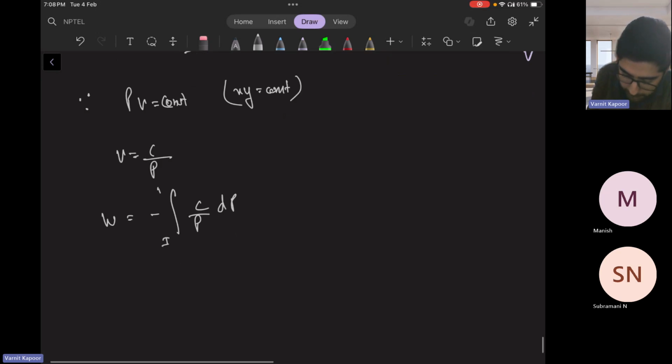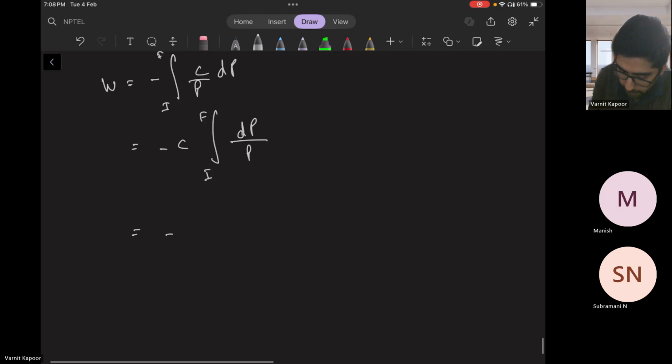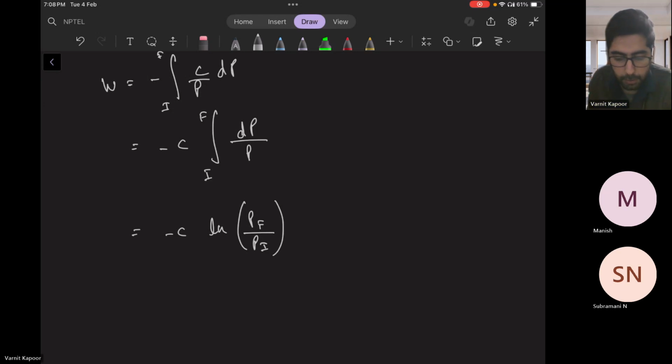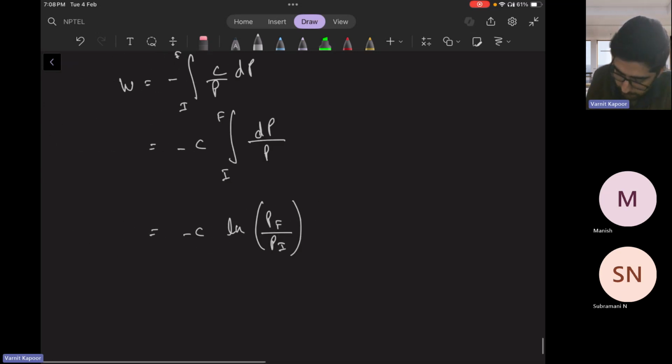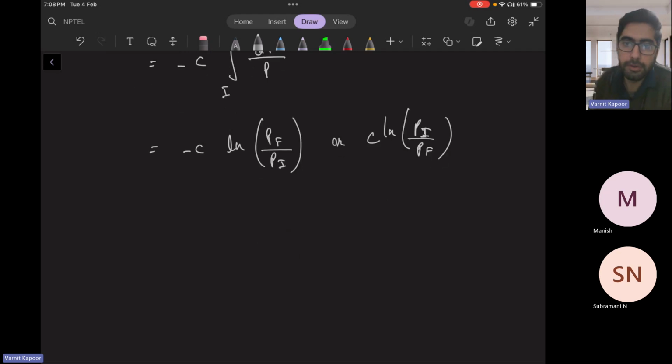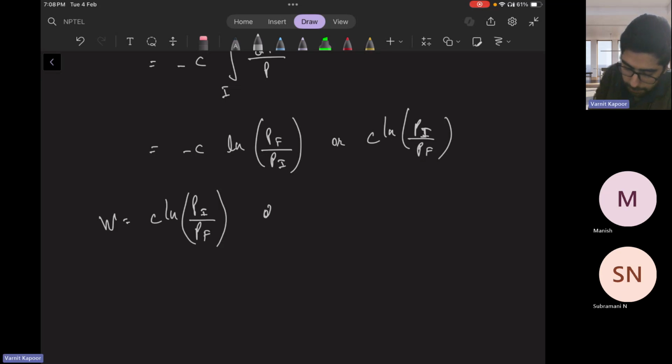Now integrate from the initial state to the final state. Take out the C outside. The integral of dP over P is ln of P final by P initial. Or, taking this negative into the log, you will get C times ln of P initial by P final. And since PV is equal to constant, you can write, inversely proportional, V final by V initial.